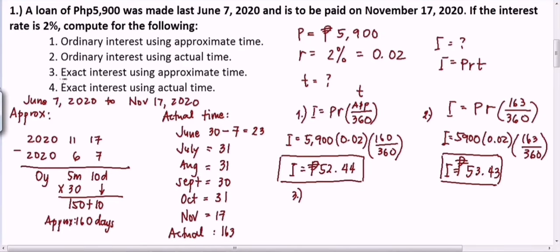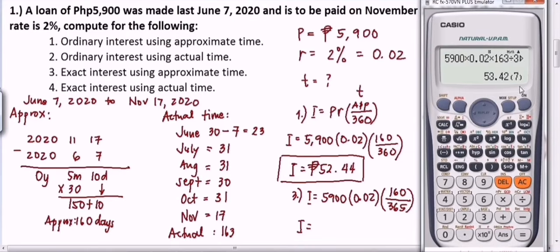So, sa number 3, exact interest. So, pag exact interest, magiging ang denominator nyo ay 365. So, I is equal to 5,900, yung P, and then yung R na 0.02, and then, ayan, yung fraction. So, sa number 3, exact interest, so over 365 to. And then, using approximate time daw, so ito na naman yung gagamitin ko, 160. Okay? And then, salpak sa calculator. So, we will have 5,900 times 0.02 times 160 divided by 365.